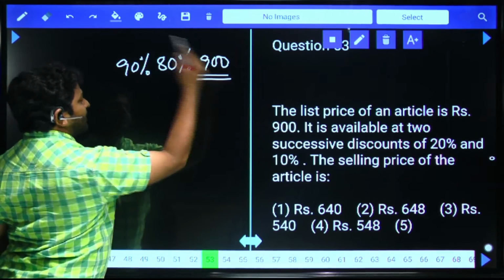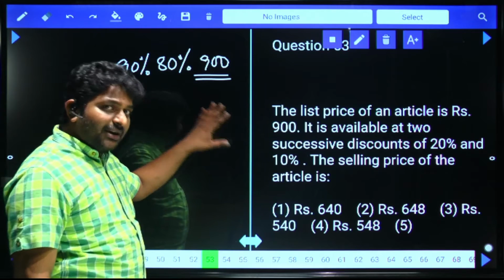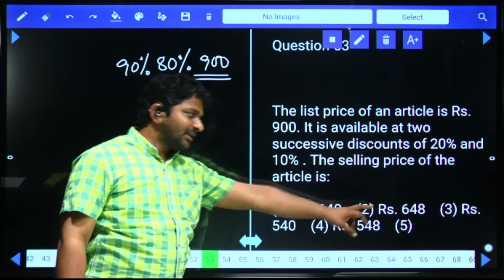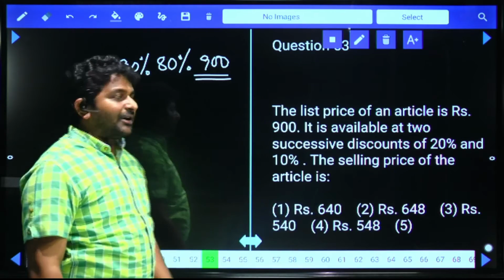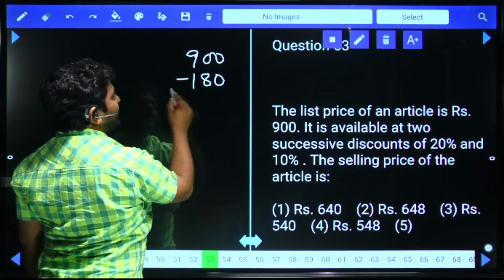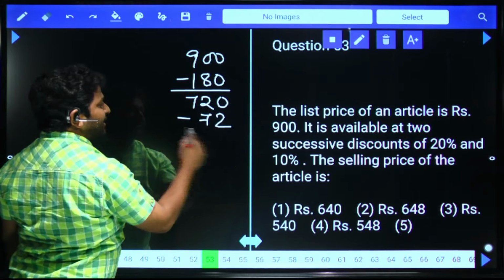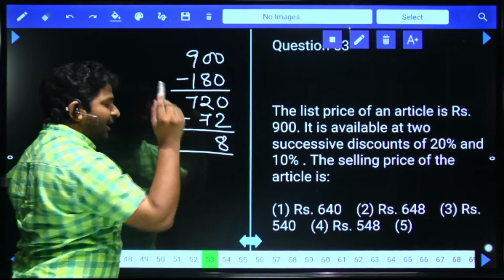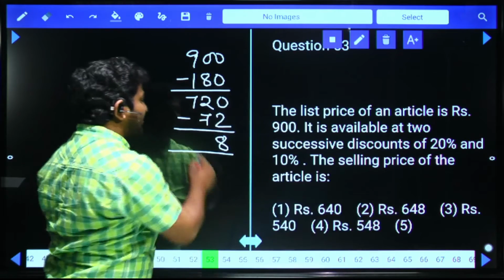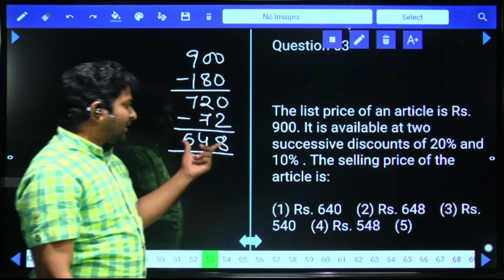First of all, your market price is 900, which is a multiple of 9. So even after the discounts it will remain a multiple of 9. Identify your options. If there is only one multiple of 9, you are done with the answer. The second option is a multiple of 9, and the third option is also a multiple of 9. So we have to calculate. First, 20% discount on 900 is 180 rupees; subtract and we get 720. Again a 10% discount, subtract 72, and the answer ends with 8. The answer must end with 8 and also be a multiple of 9, so only 648 is the answer. There is another option, 548, which ends with 8 but is not a multiple of 9, so the answer is 648.